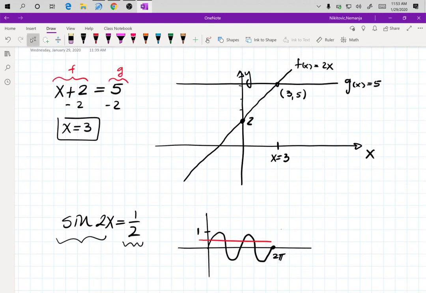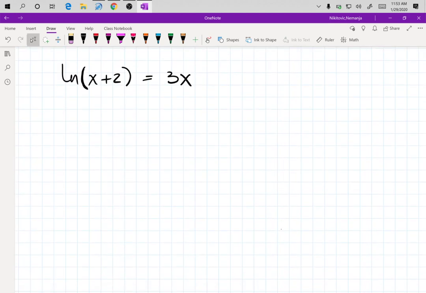The first one, we subtract 2 and we get the solution. The second one, we apply inverse sine on both sides and you solve the problem. Here, the only thing you can do is cry or graph. Those are the 2 options you have.